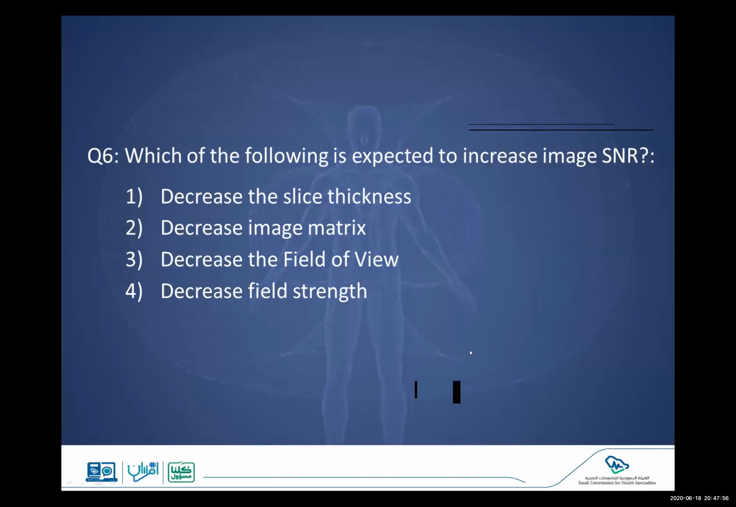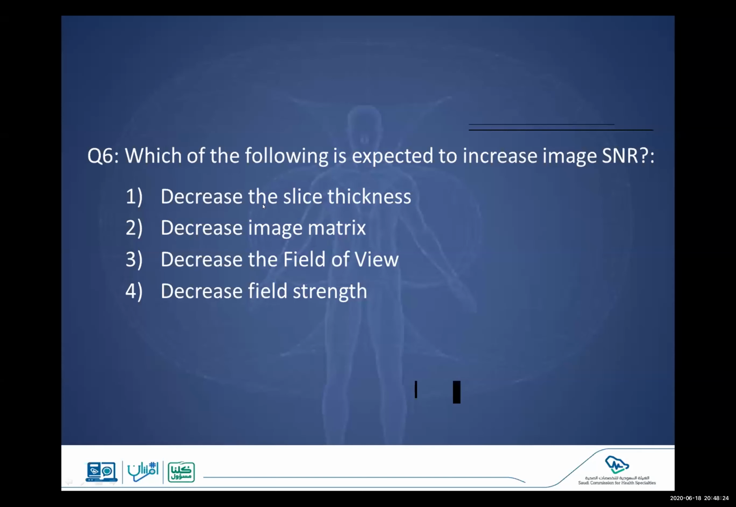Okay, so we have the answers. Let's start with decreasing the slice thickness. As I said, decreasing the slice thickness means a lesser number of protons, and this is what you don't want for the signal to noise ratio. We need more protons. So by decreasing your slice thickness, you will have fewer protons and accordingly less signal to noise ratio. So this is wrong.